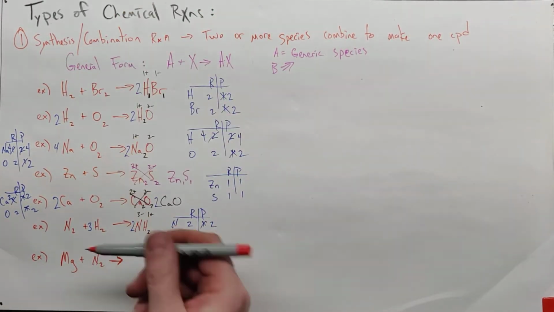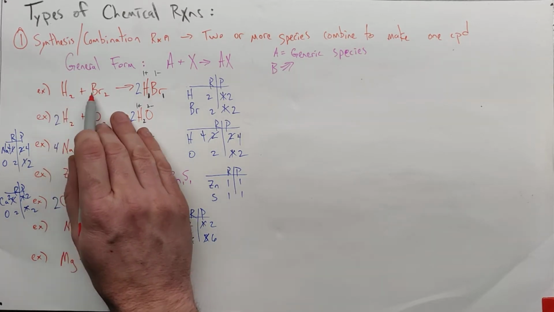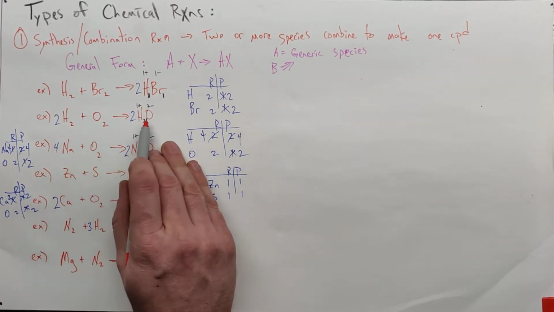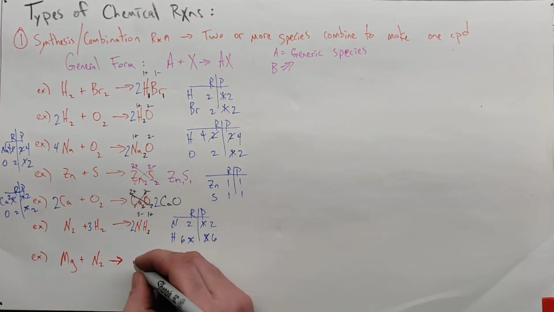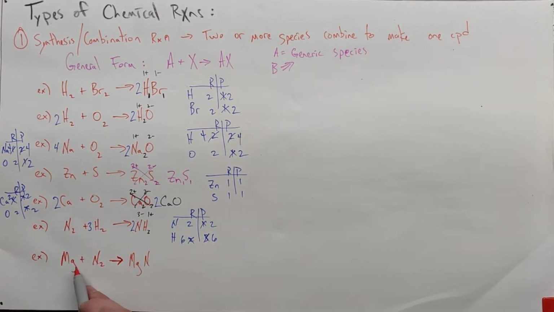In fact, for all of these simple examples, it's just 2 different elements, so your product has to have both of those elements, right? I got H and Br, I got to have an HBr. H and O, got to have H and O, right? All the way down. So I've got to have magnesium, and I've got to have nitrogen, right? Magnesium, elemental states of 1, nitrogen's diatomic, so we've got a 2 there.